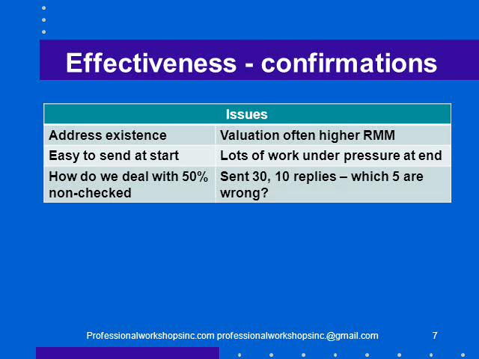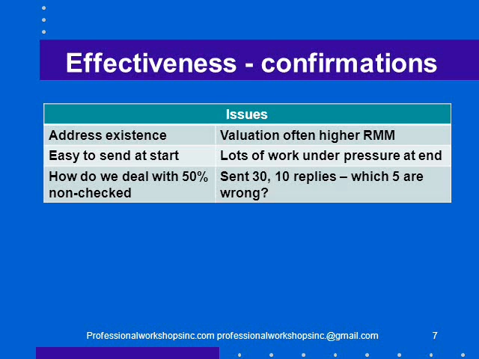And confirmations look like they're really easy to send. We send out 30 confirmations at the beginning of the audit. It takes not very long at all. The problem, of course, is that at the end of the audit, we only get 10 replies. We've got 20 to clear, and we're at the last minute, dashing to try to clear those 20 non-replies when we're under time pressure.